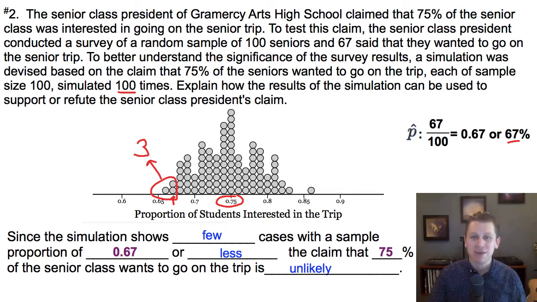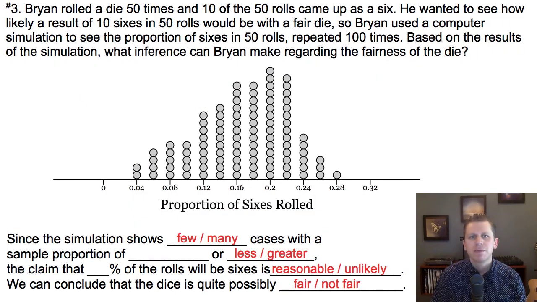Let's try another example. Question 3 reads, Brian rolled a die 50 times and 10 of the 50 rolls came up as a 6. He wants to see how likely a result of 10 sixes in 50 rolls would be with a fair die, so Brian used a computer simulation to see the proportion of sixes in 50 rolls repeated 100 times. Based on the results of the simulation, what inference can Brian make regarding the fairness of the die?